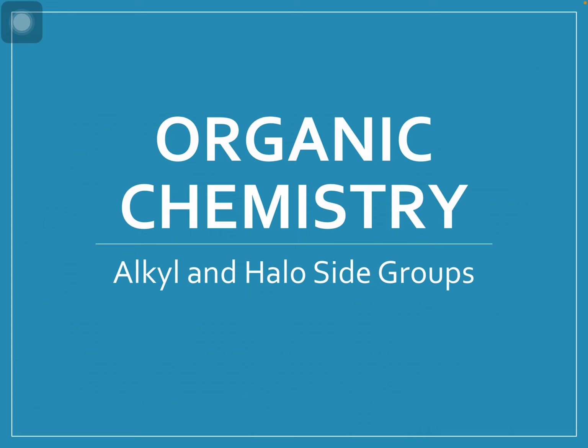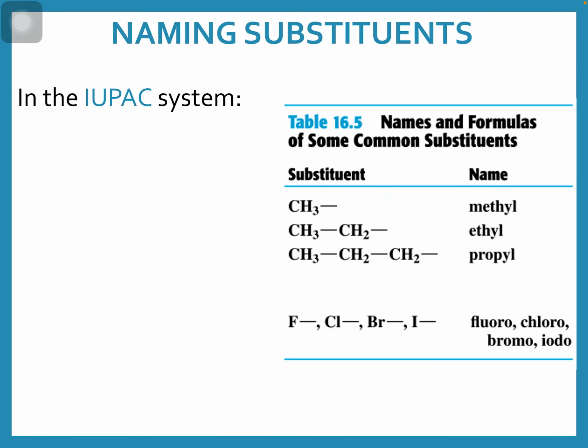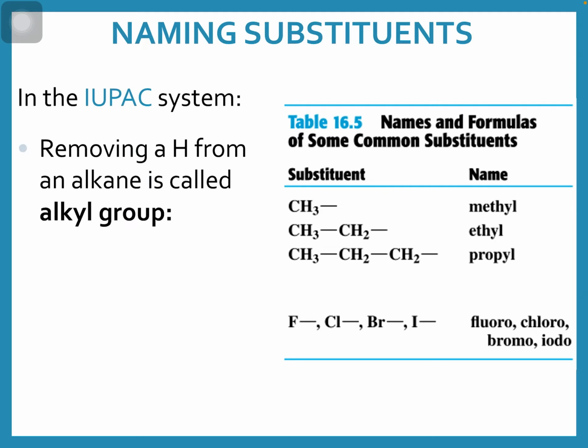In this lesson, we're going to look at alkyl and halo side groups on various organic molecules. So we looked at alkanes, alkenes, and alkynes and the carbon backbone in an organic molecule. So we're going to start looking at different things that can be added on. So we don't always have one long chain of carbons. Sometimes we have a branching off of carbons as well. And so when we have a branching off of carbons from our main chain, that is called an alkyl group.